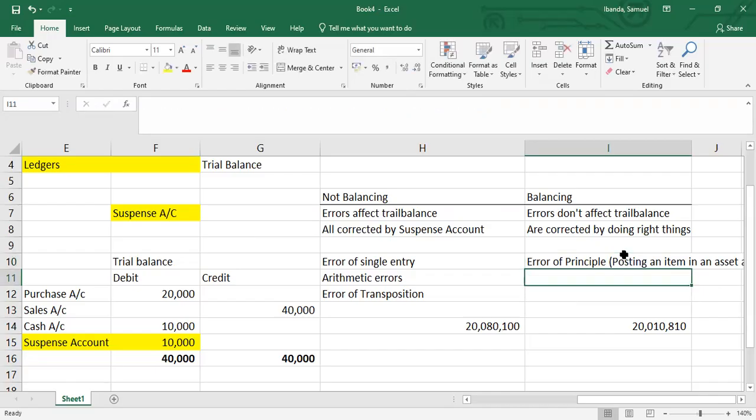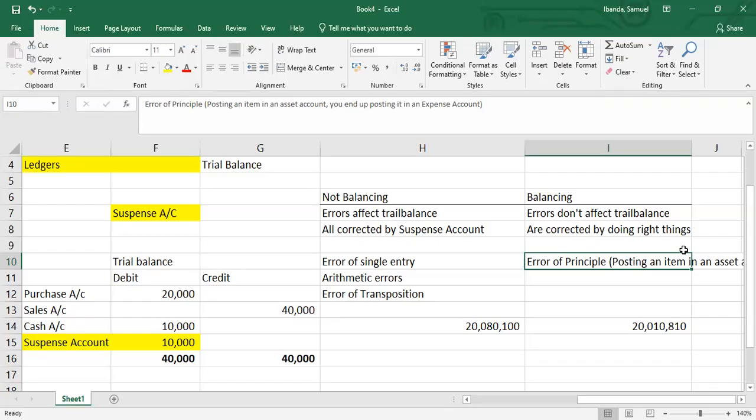So that is what happens. Posting an item in an expense account, you end up posting it in an expense account. So that's an error of principle. And in the same way, it can be either way around. Okay, so the principle is wrong.